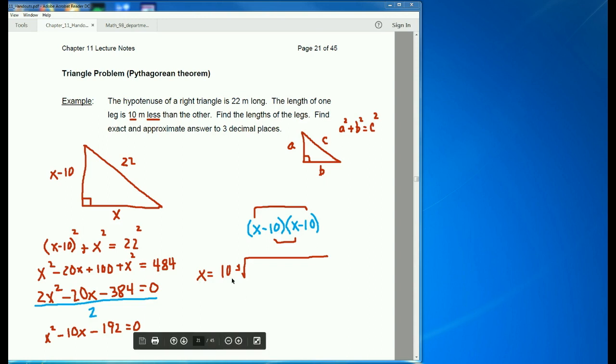All right, so X equals negative 10 plus or minus the square root of, B squared, so negative 10 squared is 100, minus 4 times A is 1 times C is negative 192.